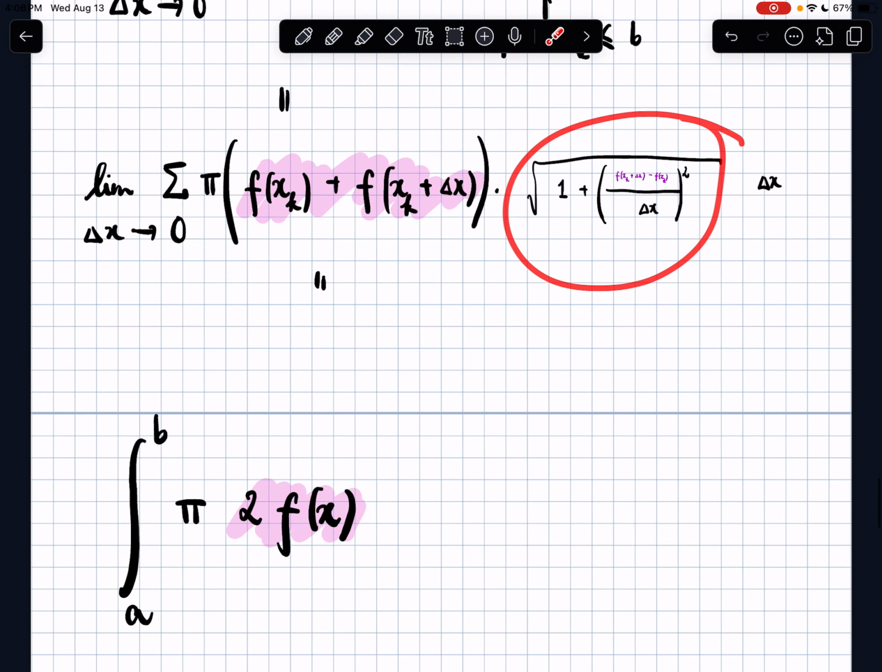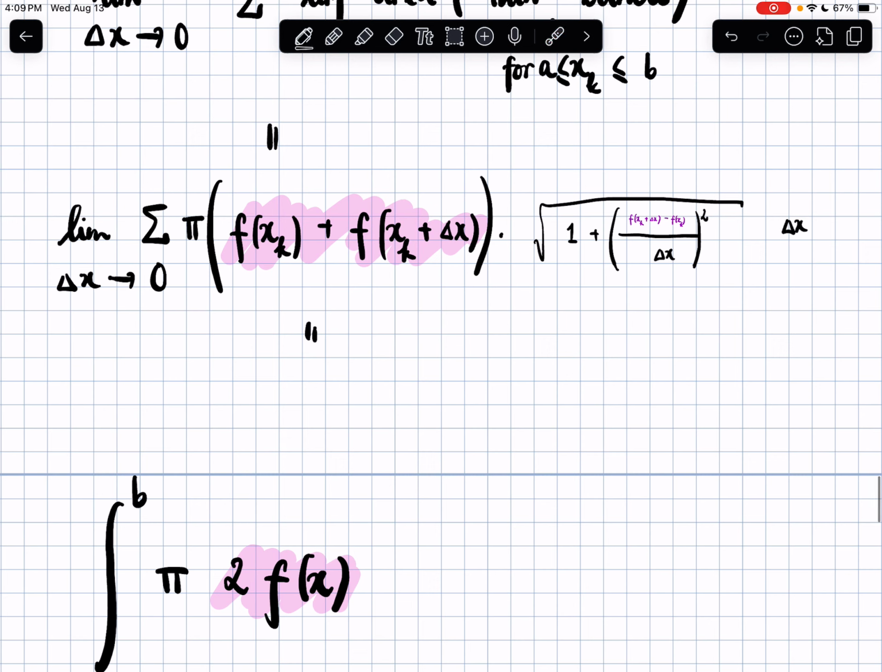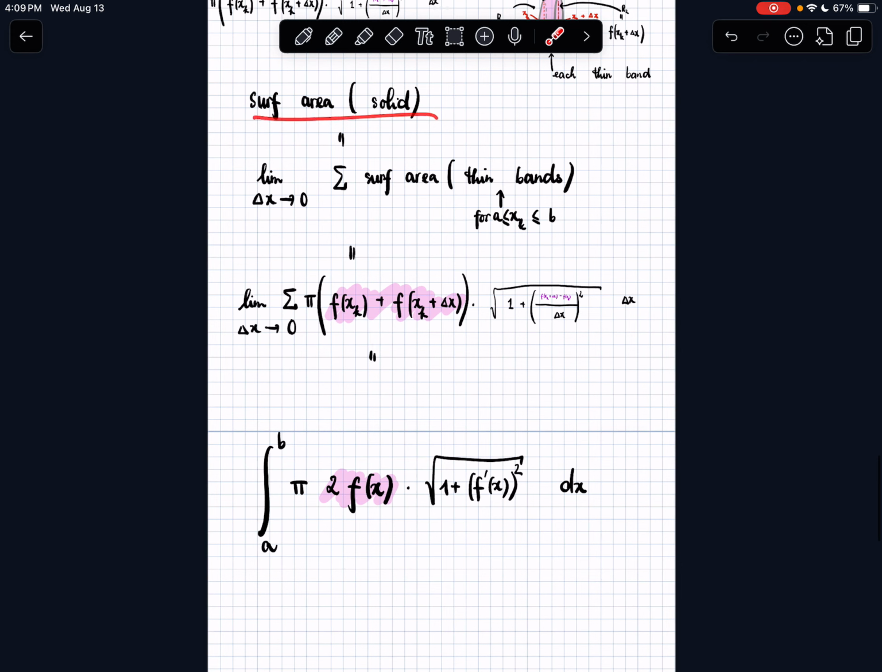This square root, when delta x tends to 0, is the square root of 1 plus, by definition, this is f prime of x, so we have times the square root of 1 plus f prime of x squared. When delta x tends to 0, we have dx. So here is the formula for the surface area of the solid of revolution.